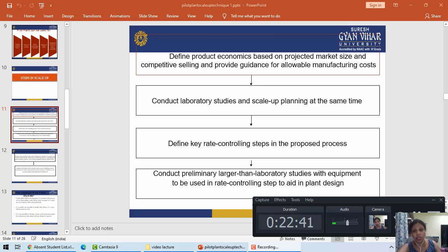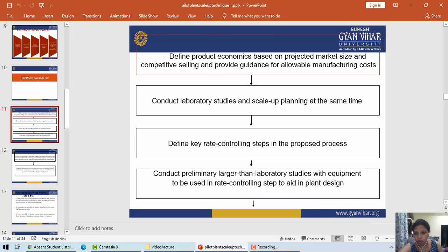So you need to first identify these product economics. Okay, so next is to conduct laboratory studies. The second step, after the product economics, is to conduct the laboratory studies as well as scale up planning at the same time. Okay, so you have to do the scale up planning also.